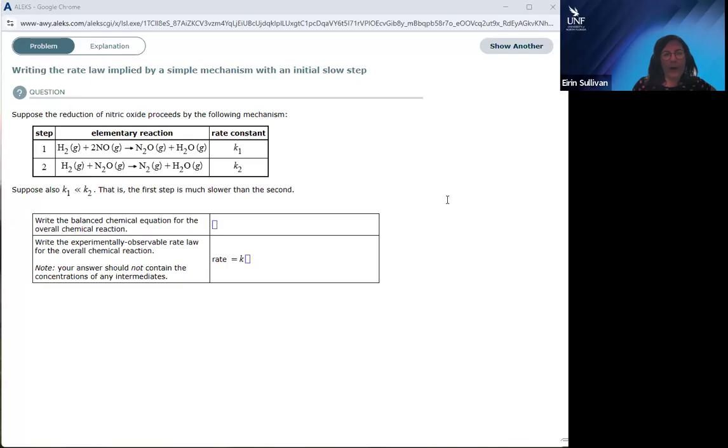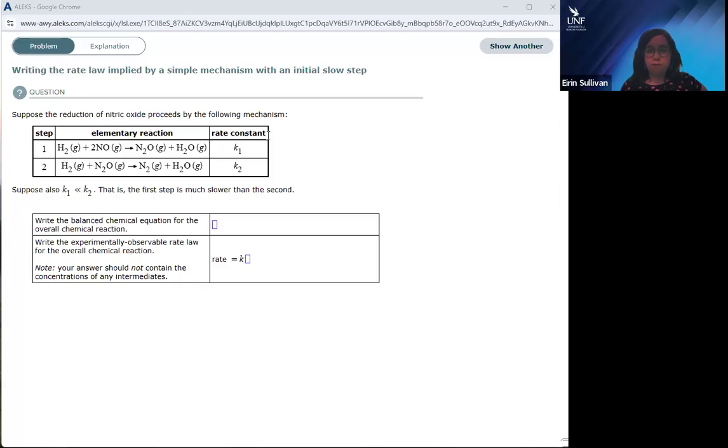Writing the rate law implied by a simple mechanism with an initial slow step. So the key to this kind of question is realizing that the slow step is the rate determining step. And each of these steps are both called elementary steps. And the rate law for the elementary step is going to match the rate law for the overall equation.